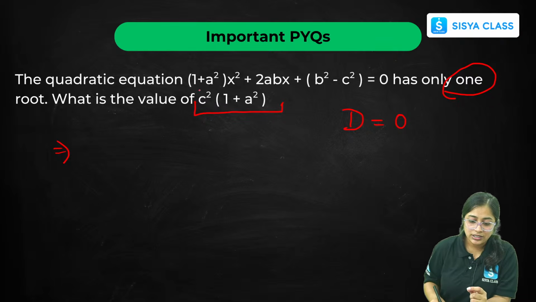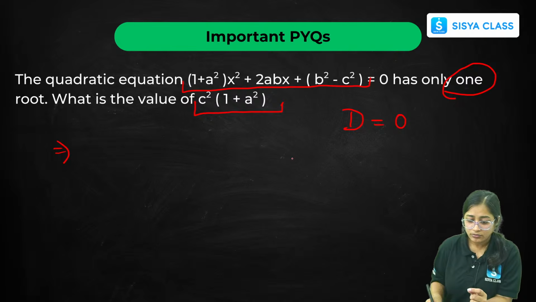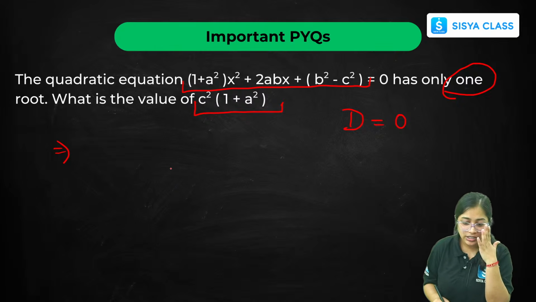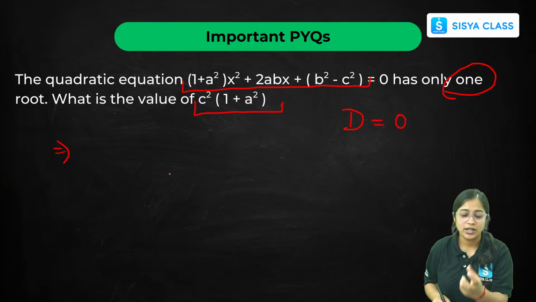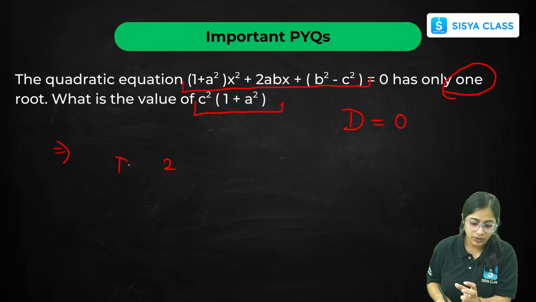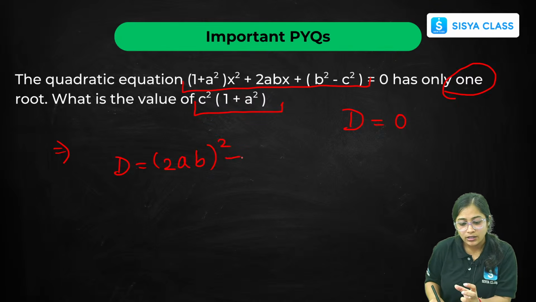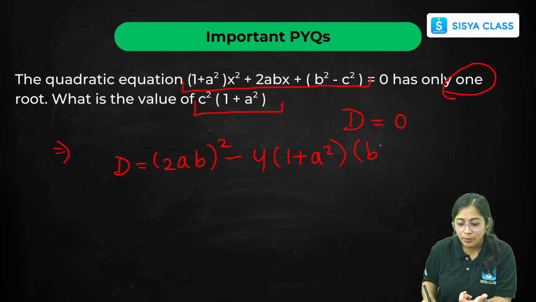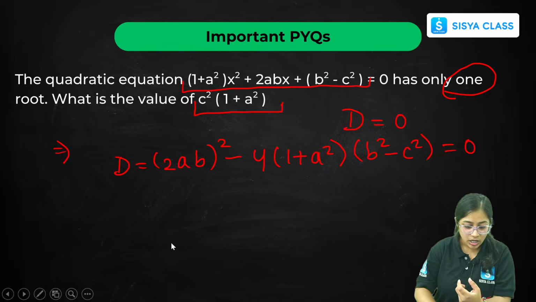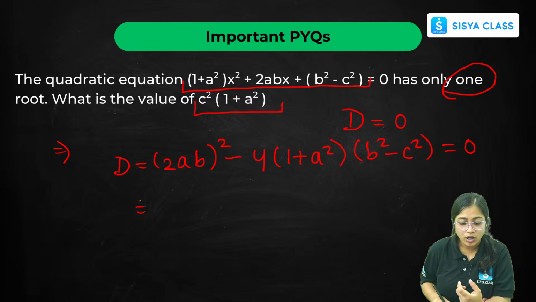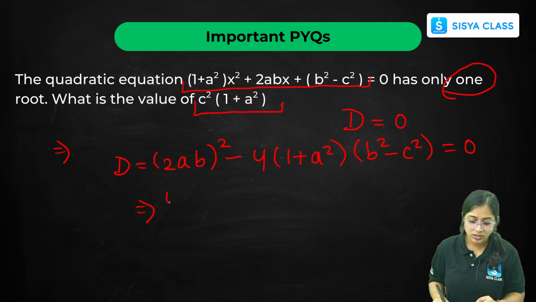So what is the discriminant of this equation? It is b square minus 4ac. So what is b here? 2ab, right? So the discriminant will be 2ab whole square, then minus 4. What is a we have? 1 plus a square, and what is c we have? b square minus c square, and it is equal to 0, right? So from here, what will be the value of 2ab whole square? It is 4a square b square minus 4.